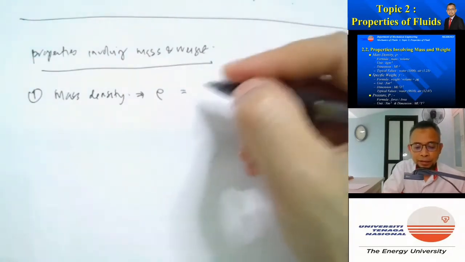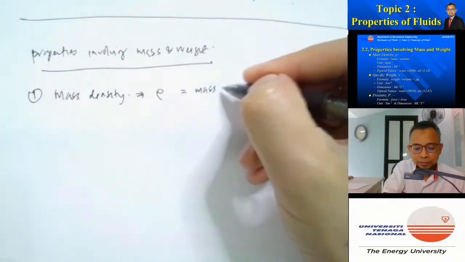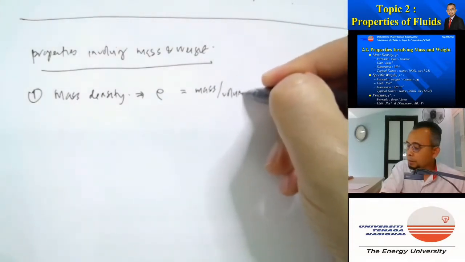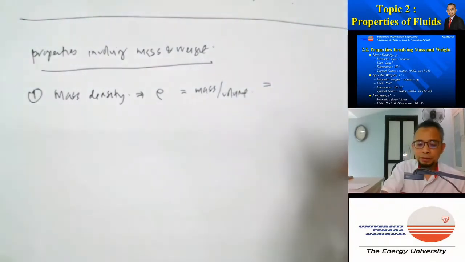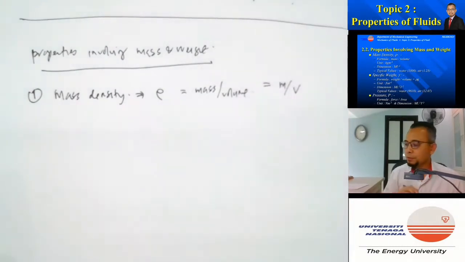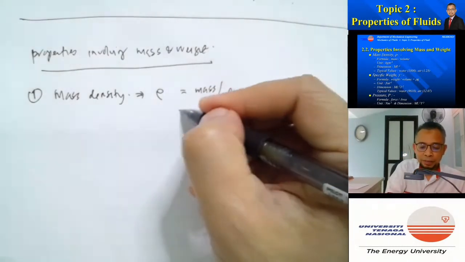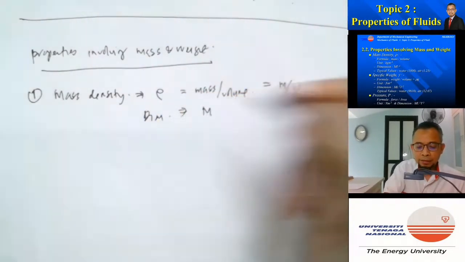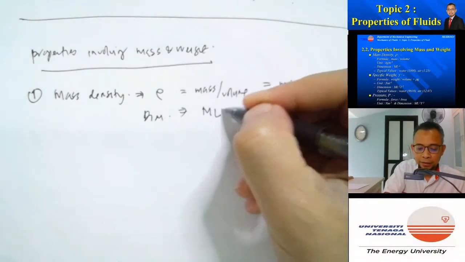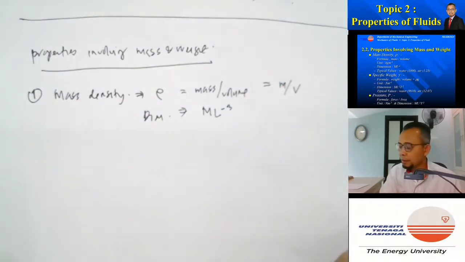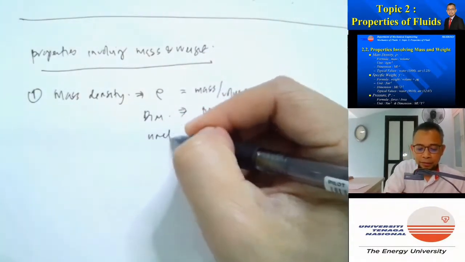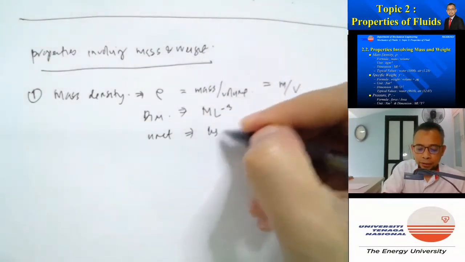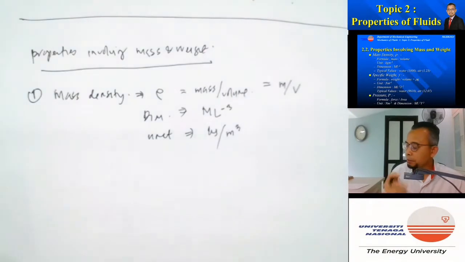And the formula, you know this already, you've learned this many times, is mass per unit volume. So mass over volume. In terms of dimensions, it's M and volume is L minus 3. And the unit for mass density is kilogram per meter cube.